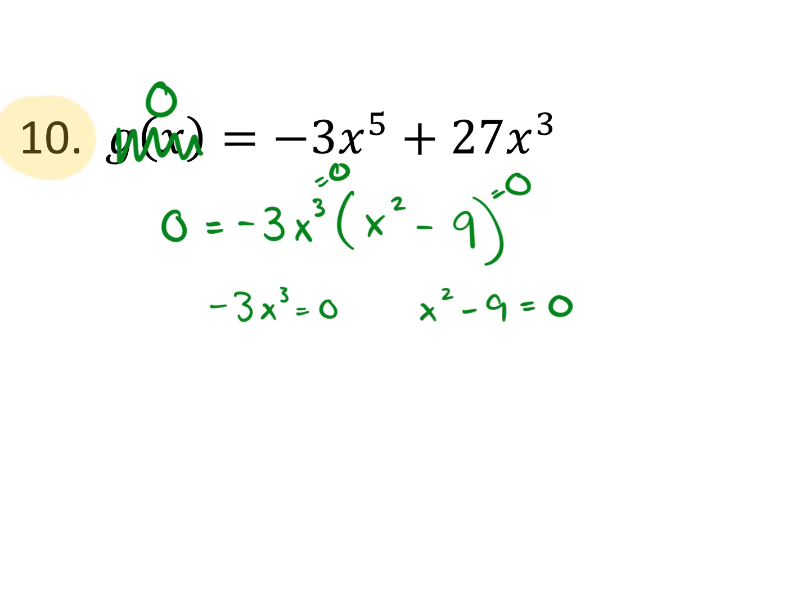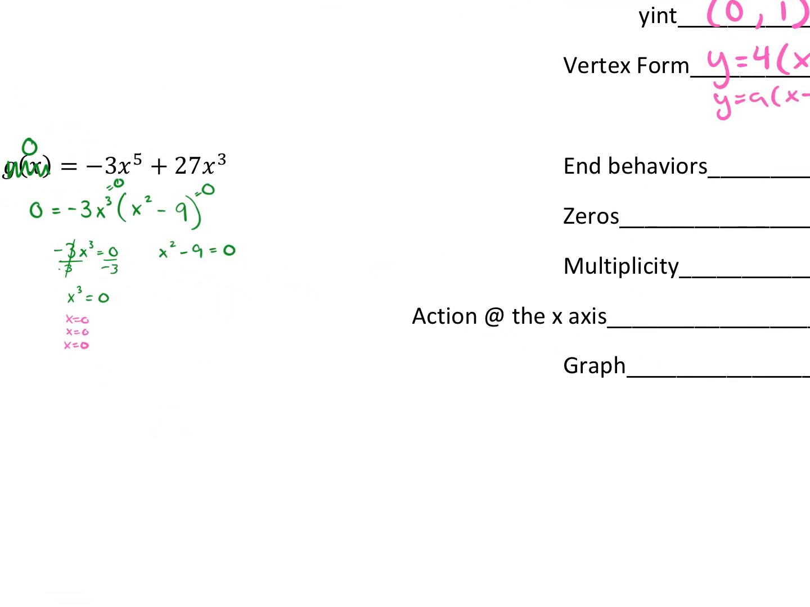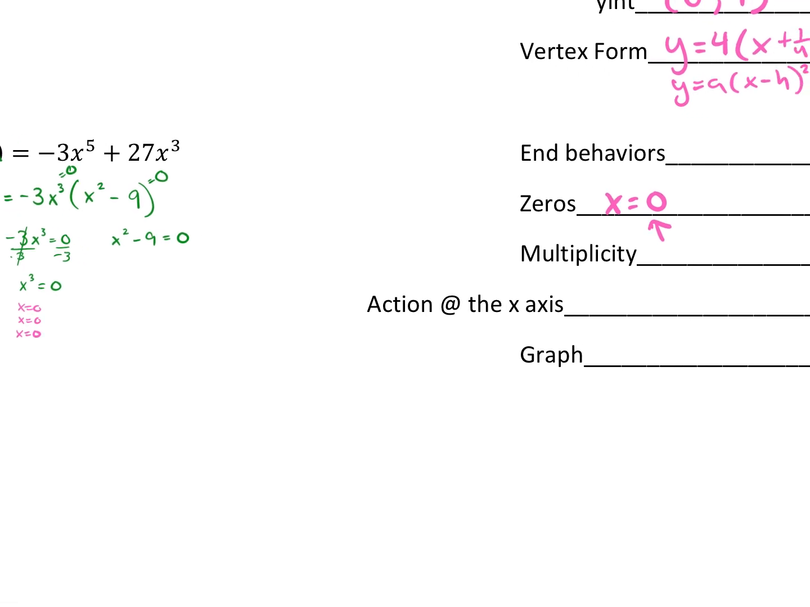For -3x cubed, I'd divide by -3. What's 0 divided by -3? 0. So I have x cubed equals 0. This means that I have 3 of them. I have x equals 0, x equals 0, and x equals 0. You only have to list it once for your zeros, but if you want to put it more than once, that's fine. That way you know your multiplicity. What do we have a multiplicity of at x equals 0? A multiplicity of 3.